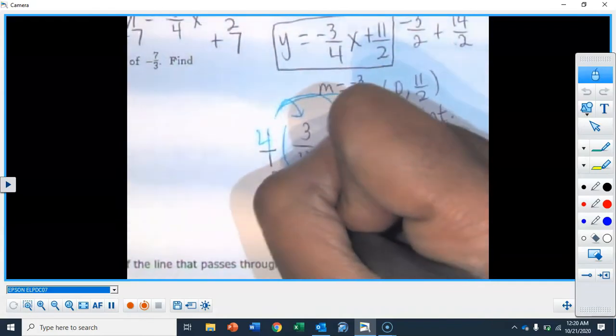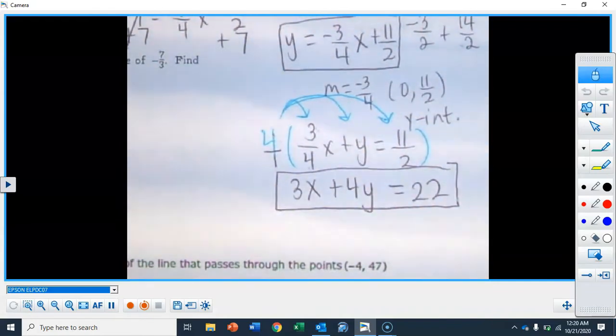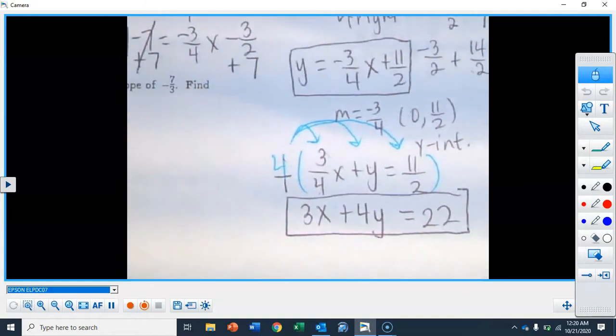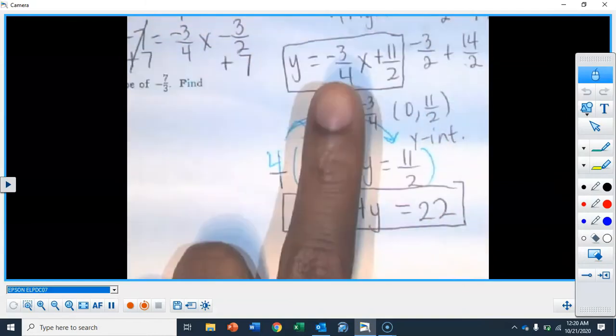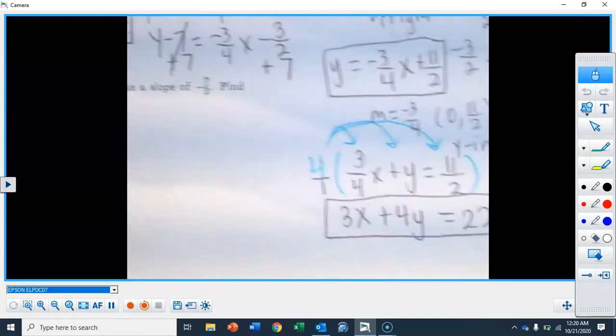But the cool thing is, again, so this is the answer in standard form. And so you have both forms, because they didn't specify in the question. They just said write the equation. So they may want it in slope-intercept or this one. So I hope it's making sense now.